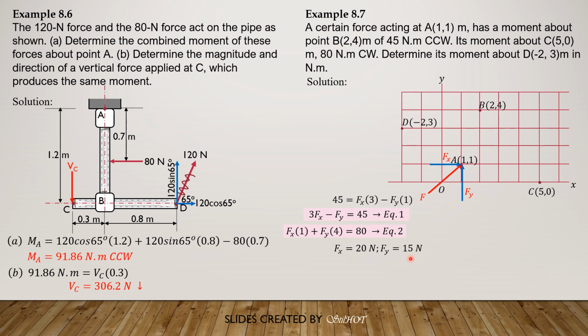Having found the components Fx and Fy, we now take moment about D. So Fx is counterclockwise, Fy is also counterclockwise. So both are considered positive. So moment about D is Fx times 2, the distance is 2, plus Fy, the distance is 3. So Fx 20 times 2 plus Fy 15, moment arm is 3. So moment about D is 85 Newton meter counterclockwise. So that's the answer. So let's proceed to the next problem.